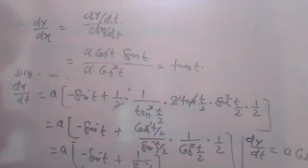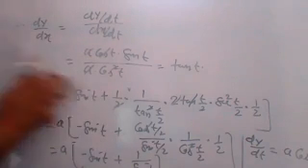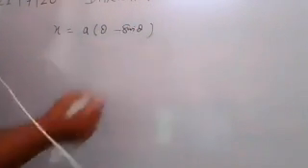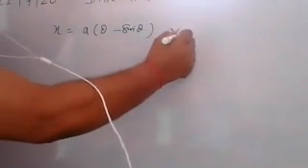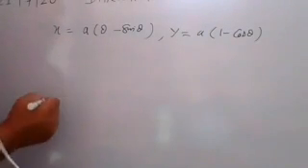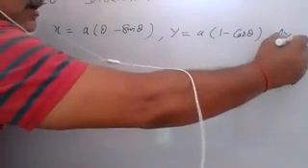Okay. So in the same way, write the next question. If x is equal to a into theta minus sine theta, and y is equal to a into 1 minus cos theta, you have to find the value of dy by dx. Dy by dx is required.